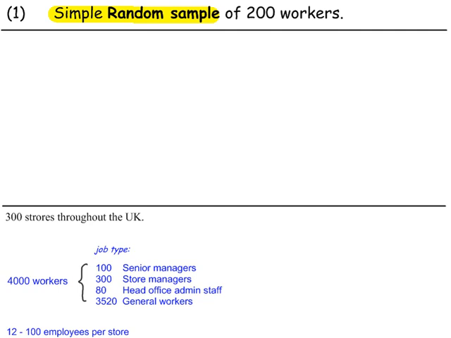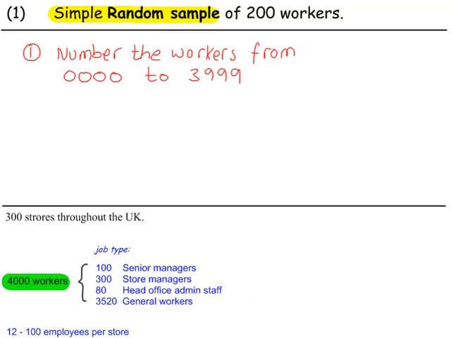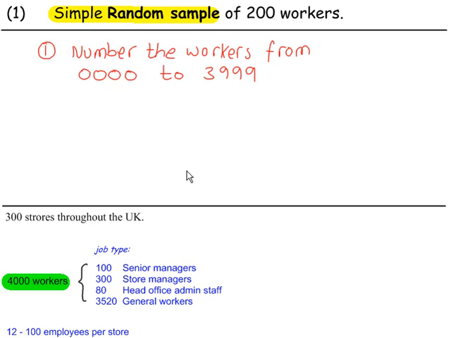So how would we select a simple random sample of 200 workers from the 4,000 workers who work for this supermarket? Well, the first step involves random numbers. Okay, we give each worker a number. The first worker takes the number 0000, and the last one will take the number 3999. So this step is numbering the population.